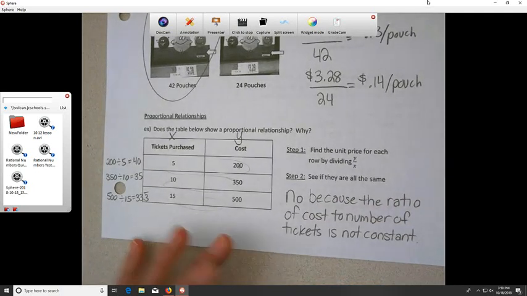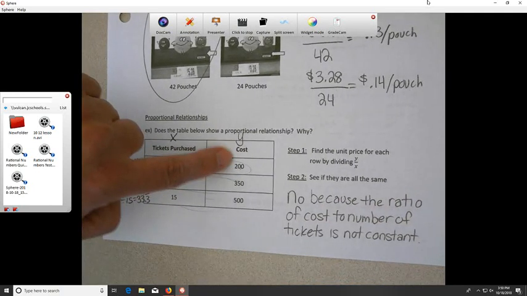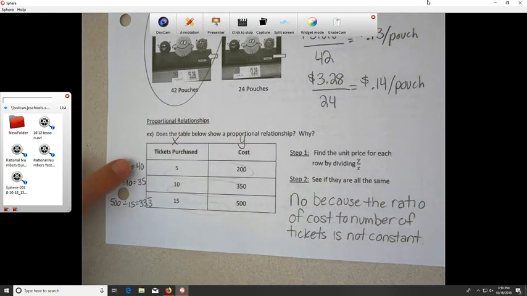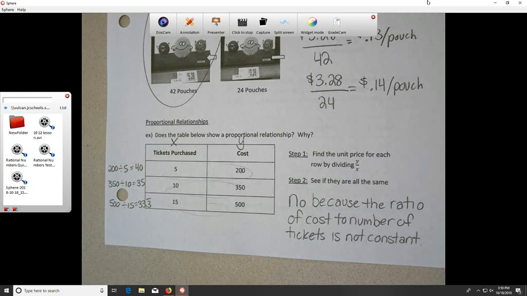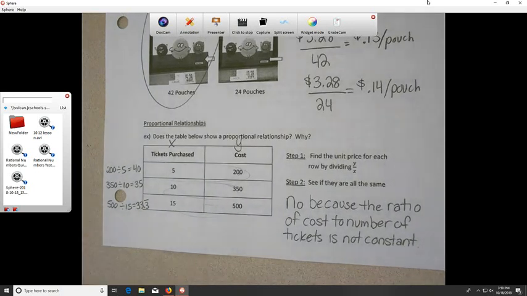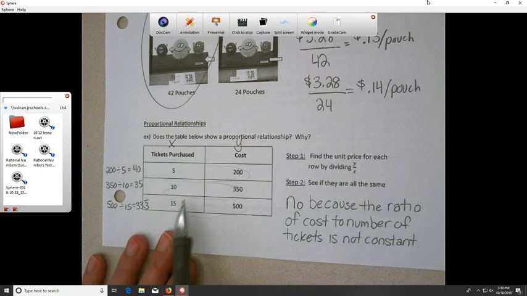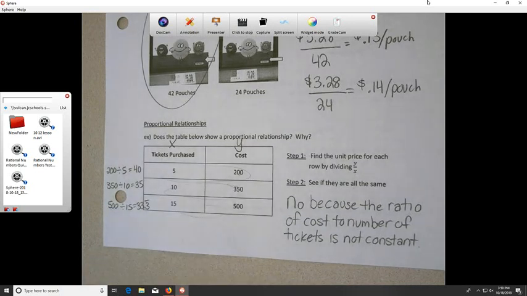Okay, the ratio of cost, which is our Y, to number of tickets, which is our X, is not a constant ratio. I'm not getting the same thing each time, so that tells me it's not a proportional relationship. You could also, for your reason why, say no, it's not, because if I divide y by x each time, I don't end up with the same number, or something like that.